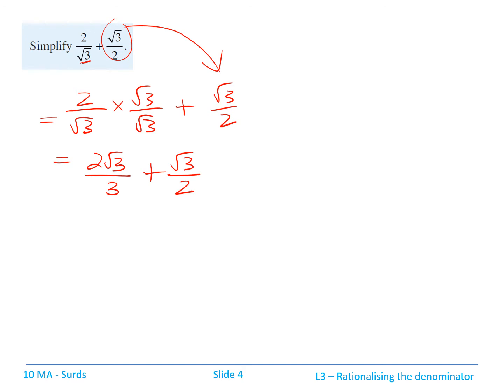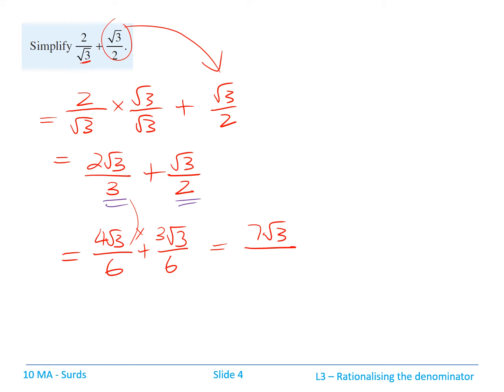Now, we know with fractions, we can't add unless they have the same denominator. So I want to work out something that 3 and 2 both go into. In this case, it is 6. So if I make the bottom a 6, I've multiplied it by 2. I've got to do the same to the top, and I get 4 root 3. Here, if I make the bottom a 6, I've got to multiply the top by 3, because that's what I've done to the bottom. So in this case here, I've got 4 root 3 plus 3 root 3, which we know is 7 root 3, on the common denominator of 6. So that is our solution. We can't simplify. There's nothing that goes into 7 or 6 that'll simplify, and you can't simplify root 3.